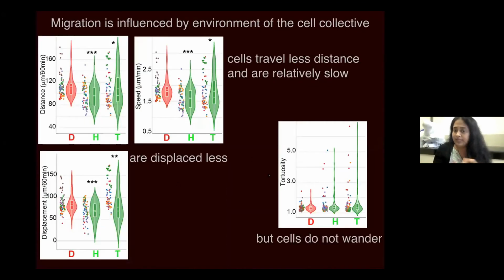Now, one parameter that is indeed rescued is the tendency to wander. There are some outliers in this data, but on average, if you look at the bottom of this graph, cells don't take very complicated routes. So one thing the environment seems to be able to enforce on the collective is: don't wander from your trajectory. So these haploid and tetraploid cells don't wander because their environment doesn't allow them to wander, but they are a little bit retarded in their movement. They are slower in their movement, and that is reflected in the less distance they travel and their consequent shorter displacement as well.